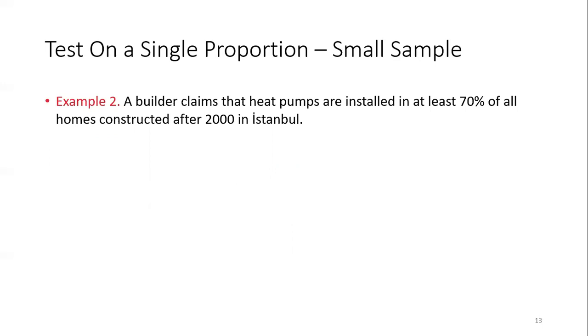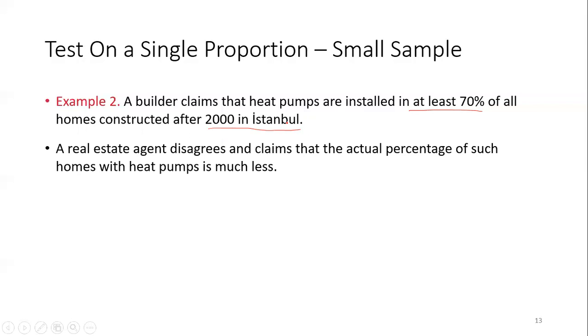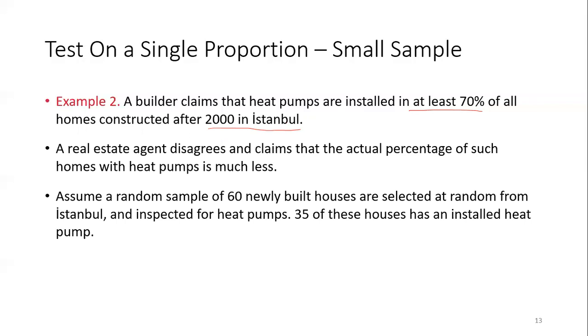A builder claims that heat pumps are installed in at least 70% of all homes constructed after 2000 in Istanbul. A real estate agent disagrees. He claims that the actual percentage of such homes with heat pumps is much less. So they pick a random sample of 60 newly built houses, and it turns out that 35 of them have an installed heat pump.